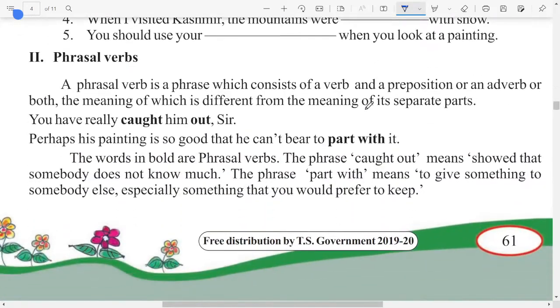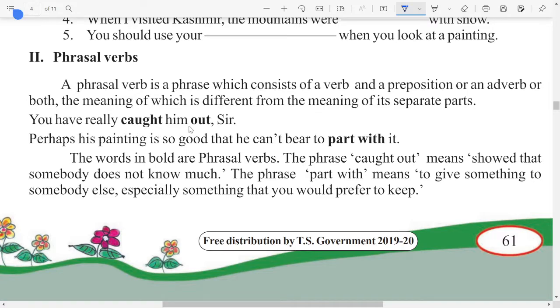Now look at this. We have some phrasal verbs here. A phrasal verb is a phrase that consists of a verb and a preposition, or an adverb, or both, the meaning of which is different from the meaning of the separate parts. So in phrasal verbs, one is a verb, another one is a preposition, or you might have an adverb along with it. Okay, look at this one.